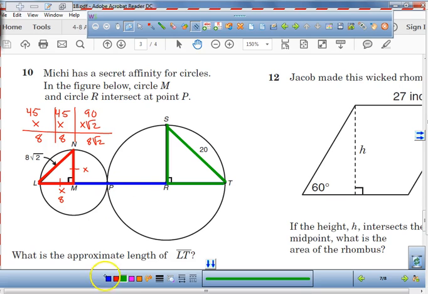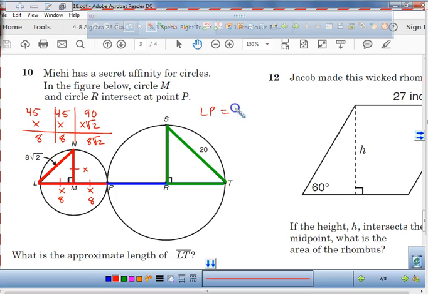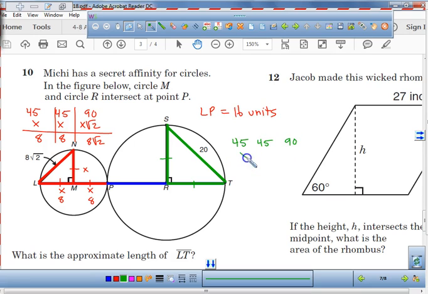Oh, interesting. What do y'all think this distance is from here to right there? 8, very good. So what do we know for a fact? We know that the distance from L to P is a total of 16 units. Now this one is another 45, 45, 90 because this radius has to equal this radius. So what do I write? 45, 45, 90, x, x, x radical 2.